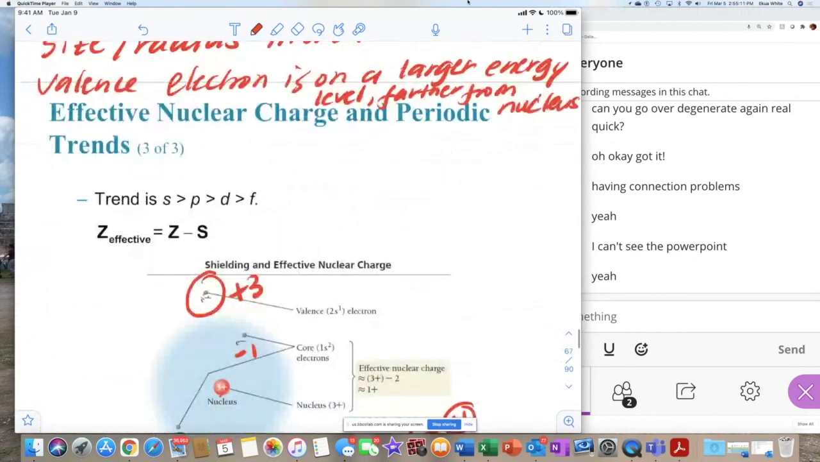Now, the other thing they haven't said here is that only the electrons in front of the valence electrons can block it. So they can't be on the same energy level, they can't be in the same row.